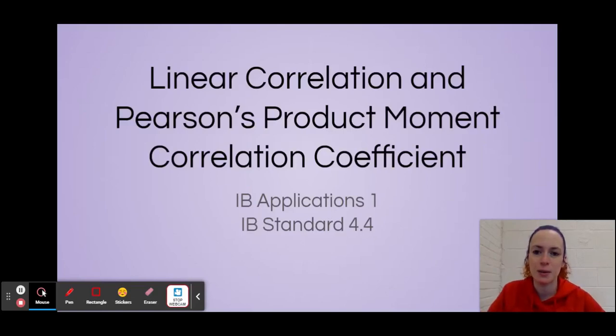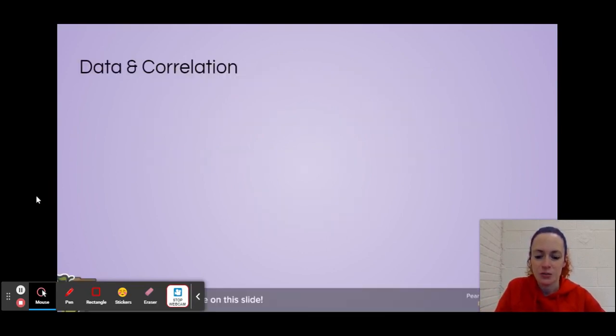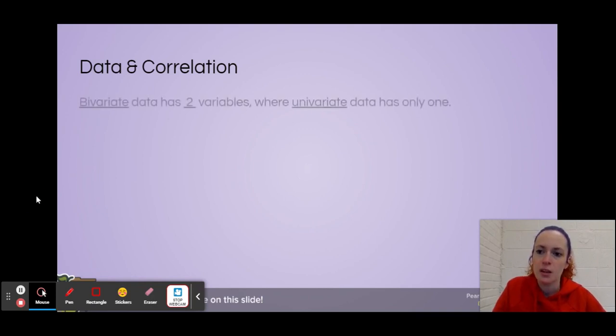What's up, everyone? Today we're going to talk about linear correlation and Pearson's product moment correlation coefficients. So let's get into it. First, just some front loading of data and correlation in general.